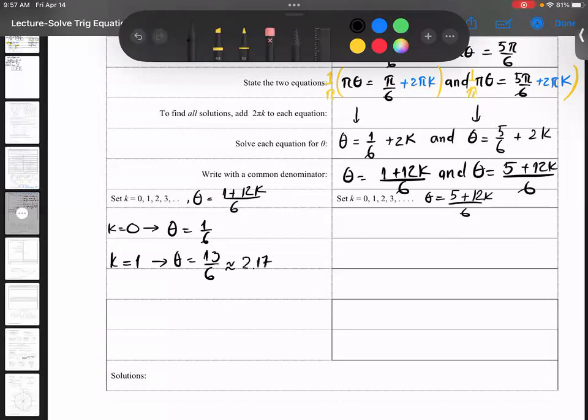Why do I do this? Because I need to know, I don't want to go over 6.28. That's true. When k equals 2, 12 times 2 is 24. 24 plus 1 is 25, so 25 over 6. Look, your calculator says roughly 4.17.